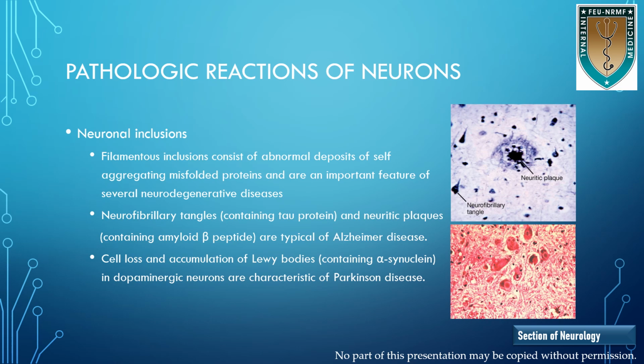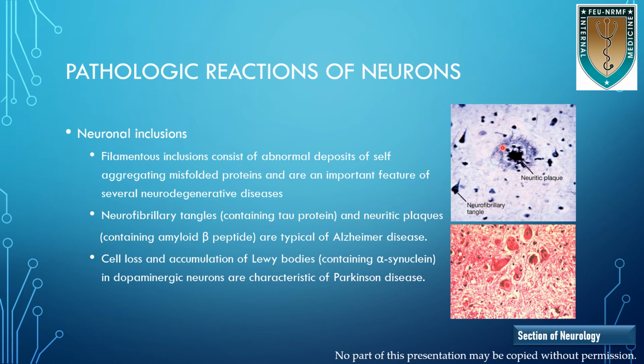Sometimes neuronal inclusions are formed by injured or pathologic neurons. Filamentous inclusions consist of abnormal deposits of self-aggregating, misfolded proteins that are important features of several neurodegenerative diseases. Here you have neurofibrillary tangles. These are seen intranuclearly, containing hyperphosphorylated tau protein. And you also see here neuritic plaques. These are extracellular beta amyloid containing peptides that are typical of Alzheimer's disease.